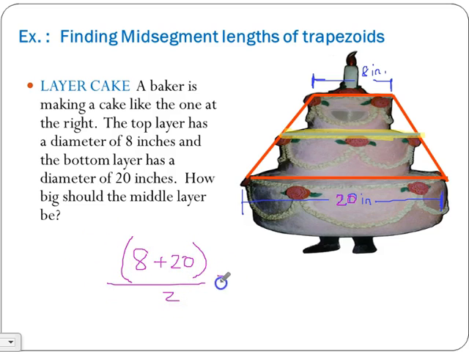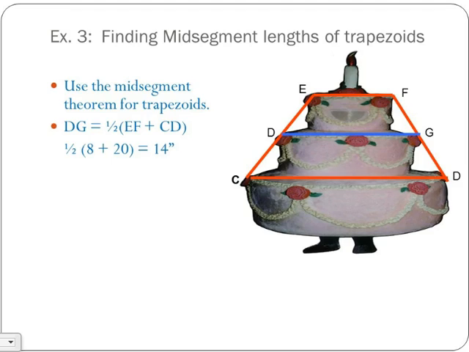And that's going to give us the mid-segment, the diameter of the mid-segment. So 28 divided by 2 is 14 inches. That's it. That middle layer should be 14 inches. I'm going to go on to the next slide.